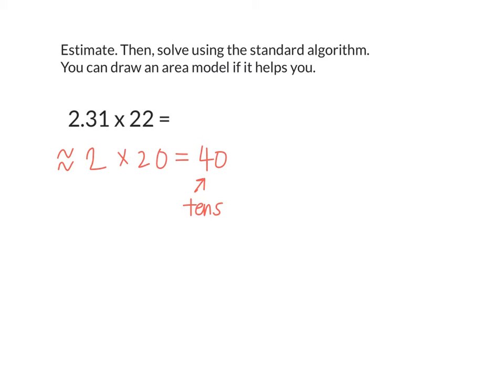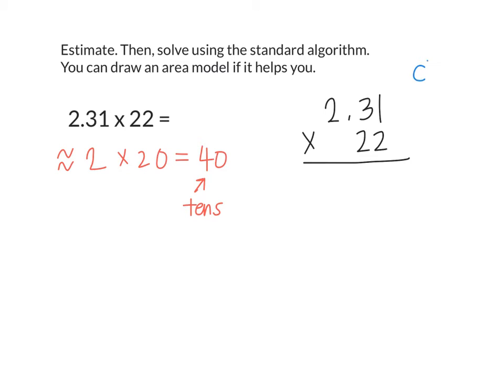Now, let's do the standard algorithm. We have 2.31 times 22. Remember that whenever we use the standard algorithm, we're lining up the numbers on the right-hand side. It's as if there's a wall here, and you want all the numbers to back up to the wall. Does that make sense? Okay, the wall's not on this side. It's on the right-hand side. Now, before we're ready, do we have a decimal in the problem? So what do we need to do?